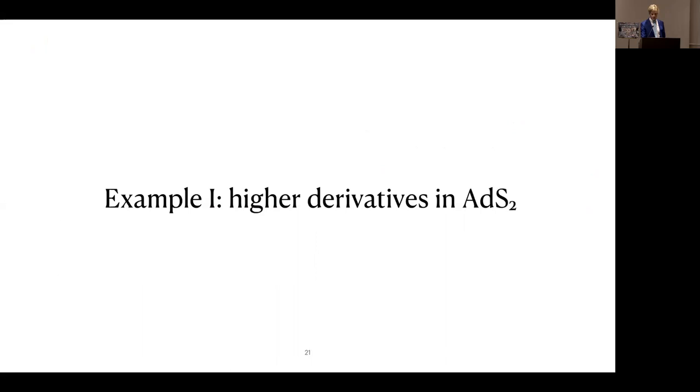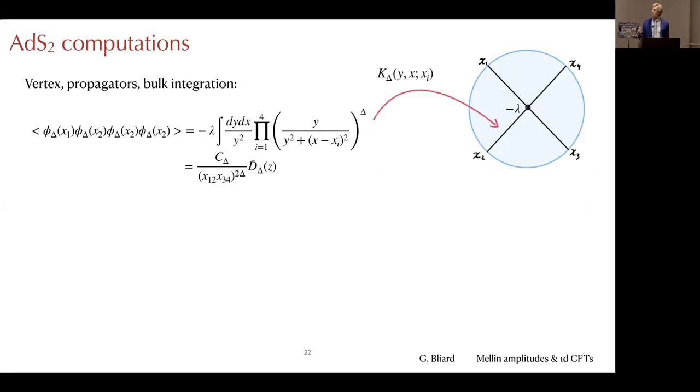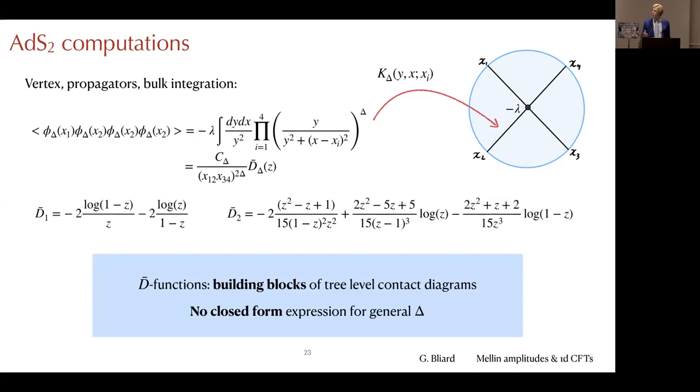So for the first example, the higher derivatives in AdS2. I'll start with a quick review of computations in AdS2. In principle, this is very similar to Feynman diagrams, in which we have vertices, we have propagators, and we have a certain integral. So in this case, for tree-level contact diagrams, we have the bulk to boundary propagators that are going to be relevant, that are detailed here. The vertex, which can be either a constant or a vertex with a certain number of derivatives, and the integration over the bulk. Once we do that, we get the corresponding correlators at a certain order in perturbation theory. One of the important quantities in this are the so-called D bar functions, or D functions, which are the building blocks of these tree level contact diagrams.